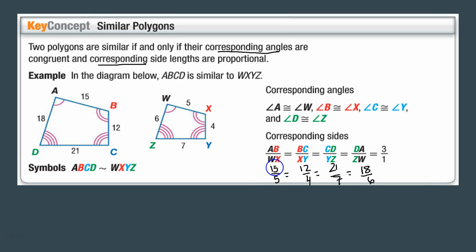So let's check this out. 15 divided by 5 is 3. 12 divided by 4, that's also 3. 21 divided by 7 is 3. And 18 divided by 6 is 3, which is equal to 3 over 1, because 3 over 1 also reduces to 3. And the way that we're going to show that polygons are similar is that sideways S. So this is a symbol for similar. And there we go for this one.